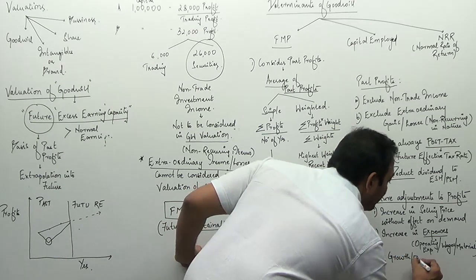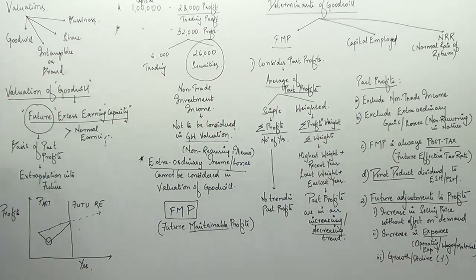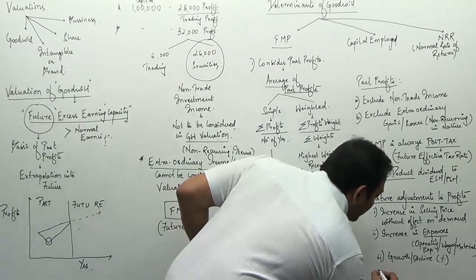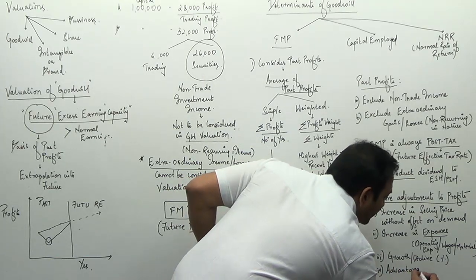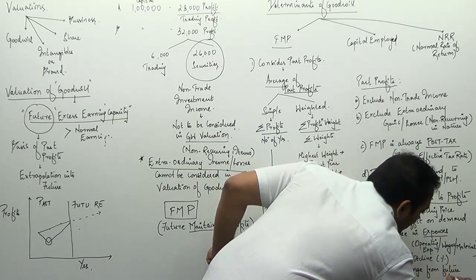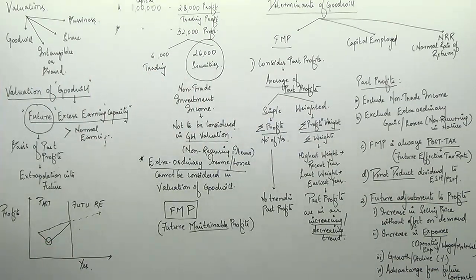Growth or decline, given as a form of percentage. I'm expecting that the profits will decline by 5% or increase by 5% in the future. Advantage from future contracts: I've got a future contract for the next 4 years, which is going to give me an extra increase in the profit by 3 lakhs every year.